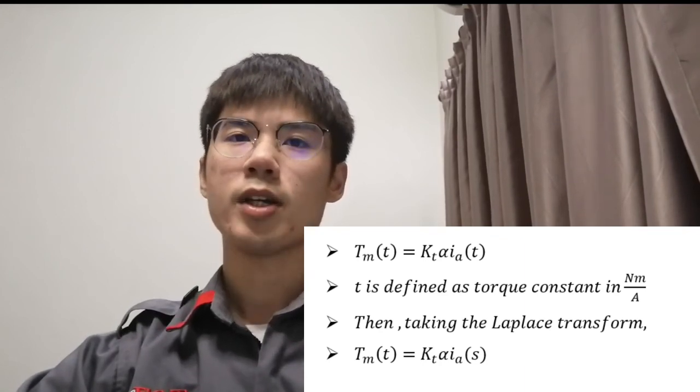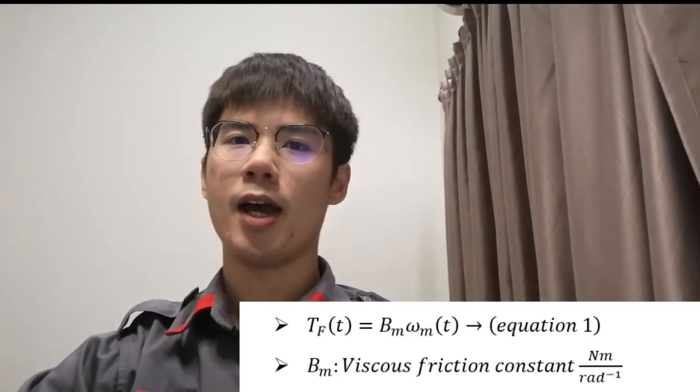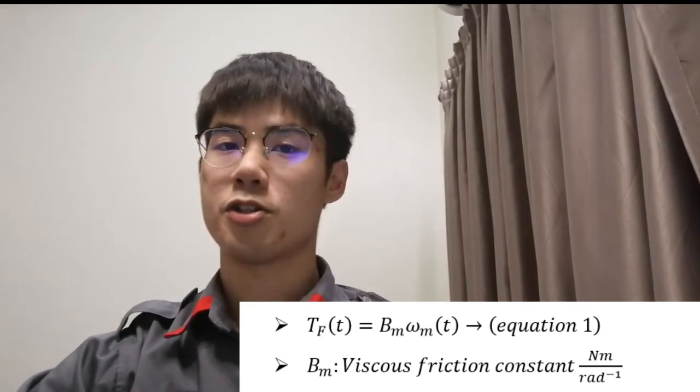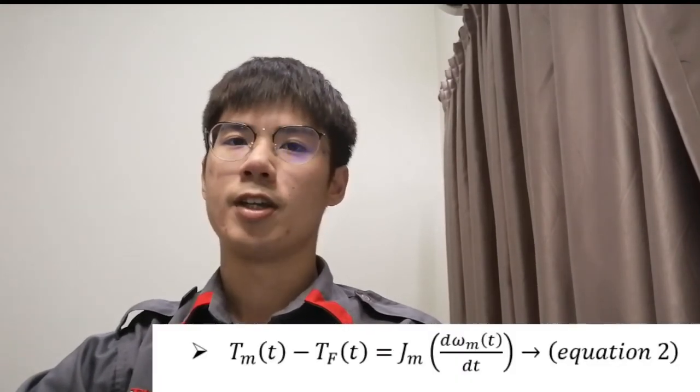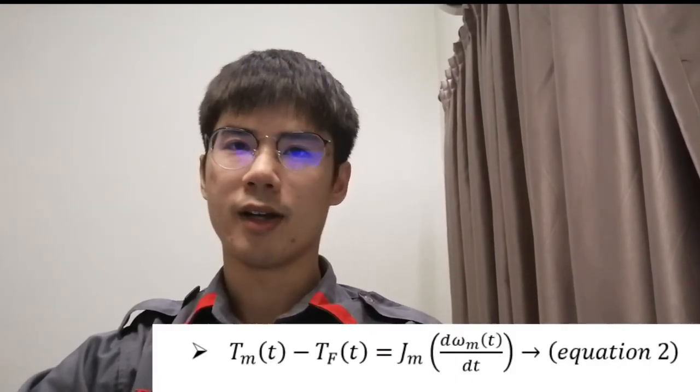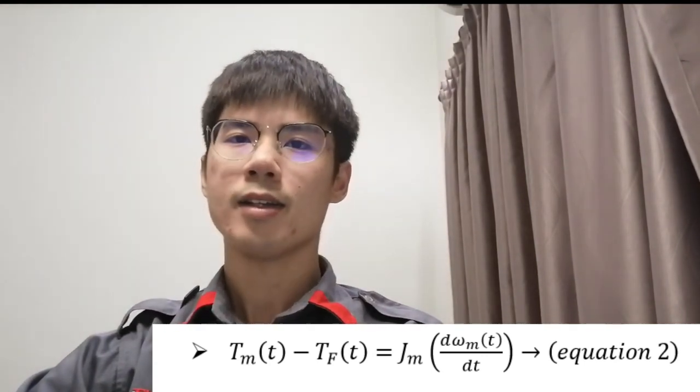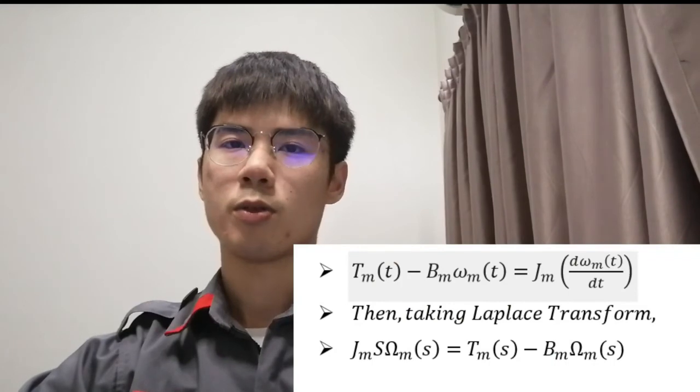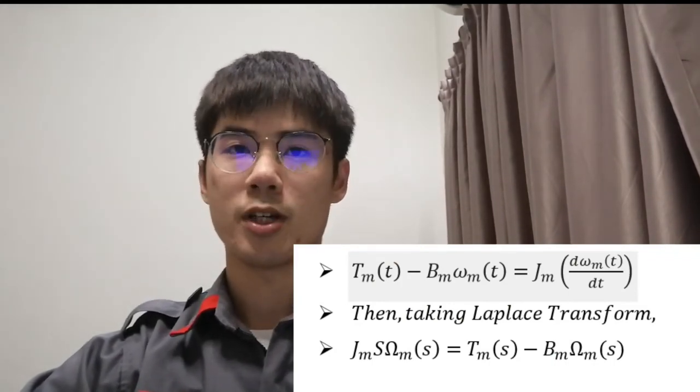And from this, we can start to derive our equation: Tf equals Bm omega t is equation 1. And for Newton's second law, we can find one more equation: Tm(t) minus Tf equals Jm d omega m divided by dt. And we substitute equation 1 into equation 2 and we can get one complete equation.